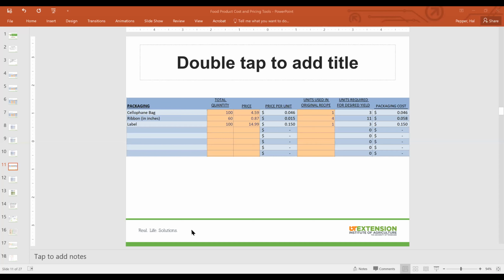Cornell has got a really good meat pricing spreadsheet, if I can find it. Good little tool. See if I can bring it up.